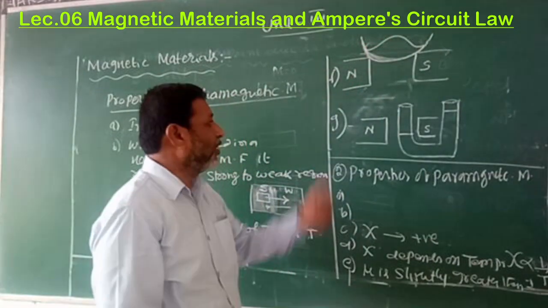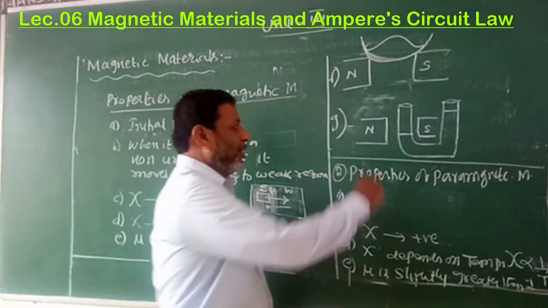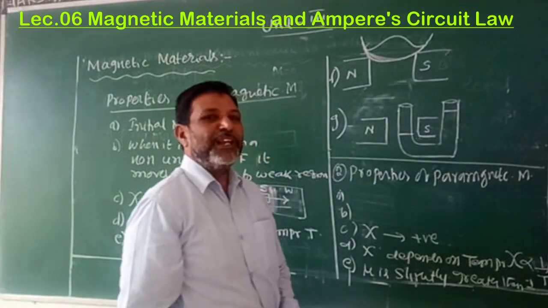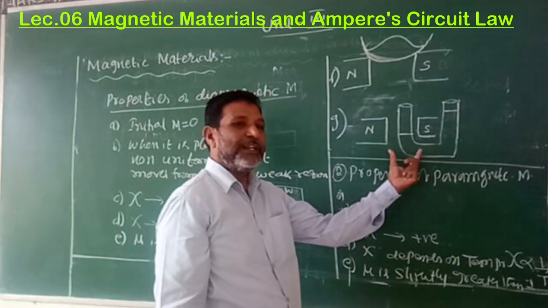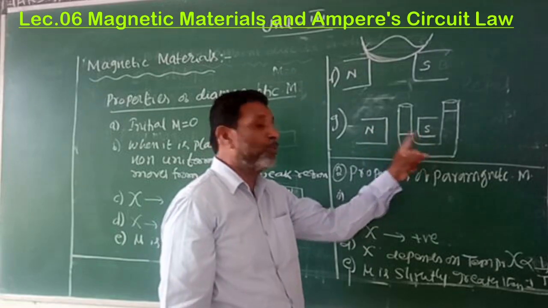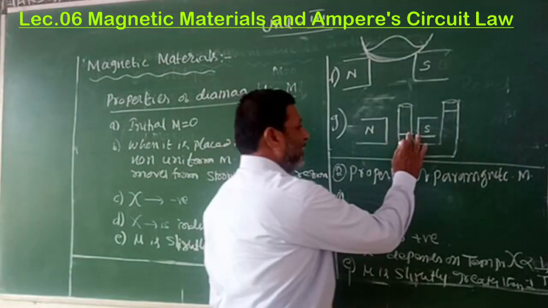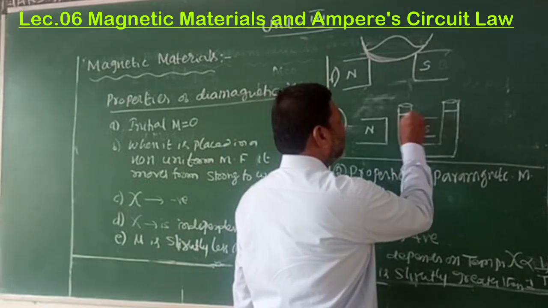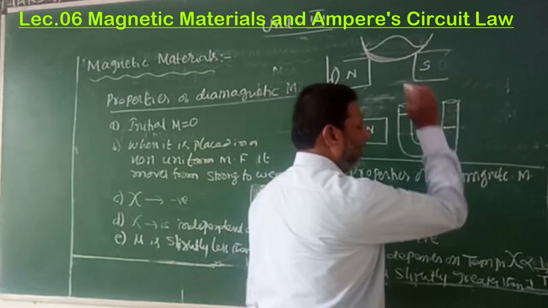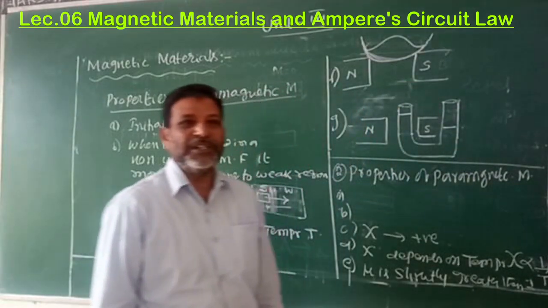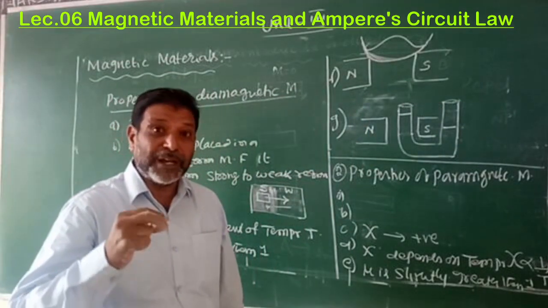Next, the last property. When a U-tube containing liquid paramagnetic material is placed between the two powerful magnetic poles, the level of the liquid increases. In this case, you will get it like this. Now, these are the properties of paramagnetic materials.